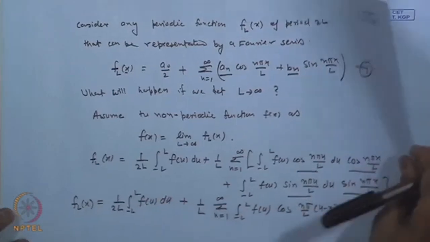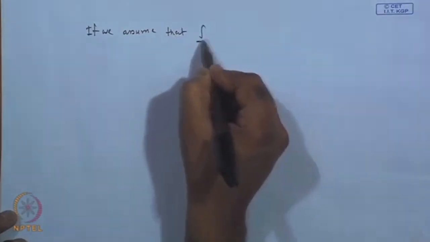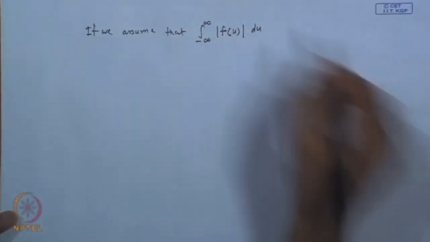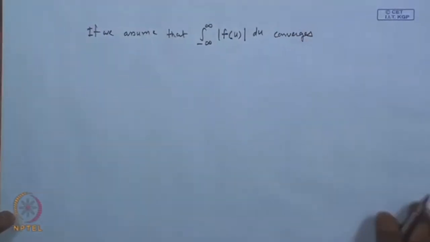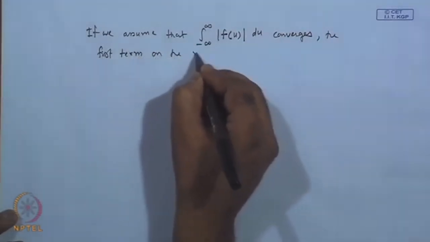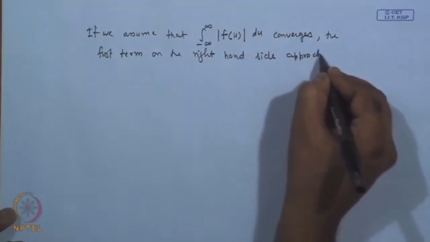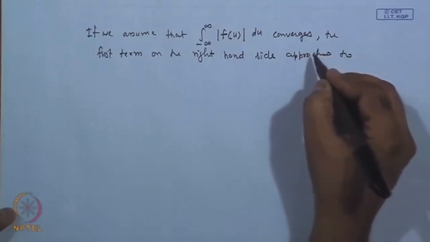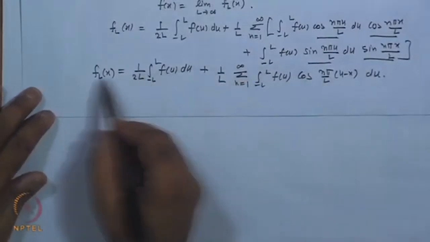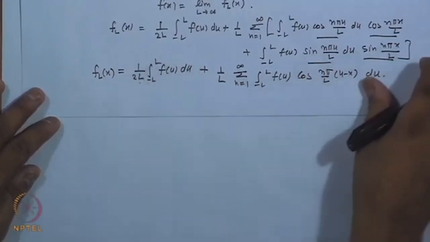So for that we also assume, let me just write down, that if we assume that this integral from minus infinity to plus infinity of the absolute value of f(u) du converges, the first term on the right hand side approaches zero as L approaches infinity. Let's take a look again. With this term, as we let L go to infinity, since we have here 1 over L and this we assume a finite quantity, so this will go to 0.